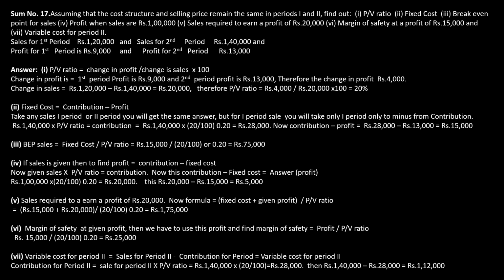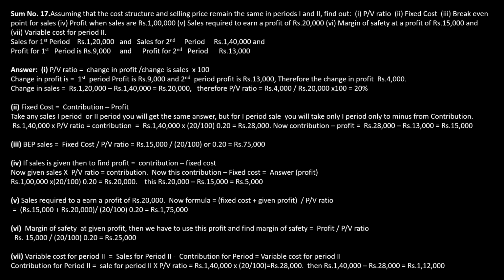So that will be my margin of safety. Next, the last question, subdivision 7. You are asked to find the variable cost for period 2. Whenever you are asked to find an answer for a particular period, you have to use data from that period only. Here I am asked to find the data for second period. Therefore, I'm going to use the data for the second period.